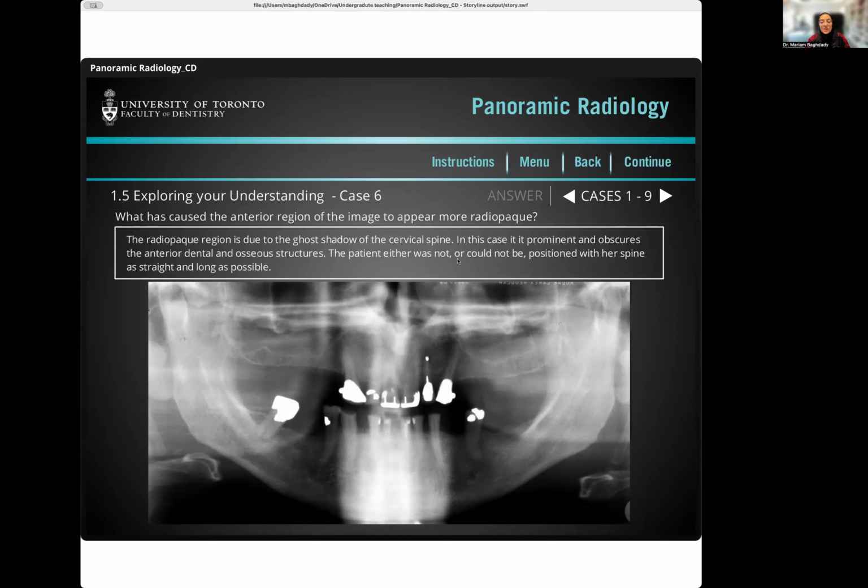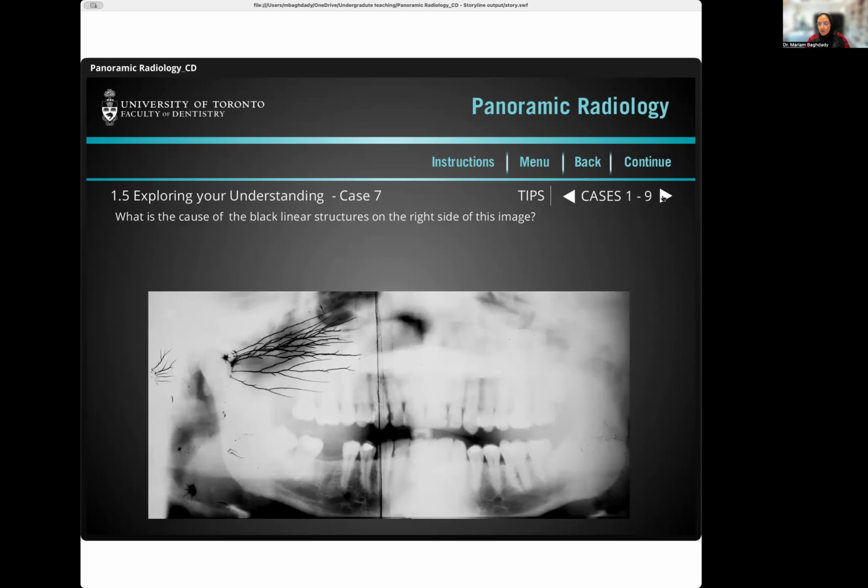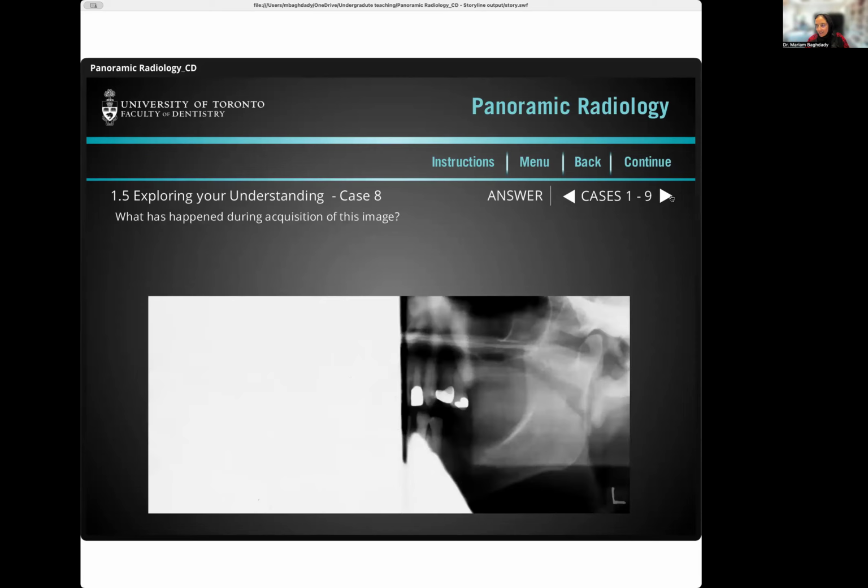The patient was either unable or could not position his spine as straight as possible. So remember, there are patients that won't be able to do it all the time. You have older patients, a patient in a wheelchair, and they can't have their spines completely straight, a neck injury, whatever it is. So this is the kind of error that you guys will see. Now, this is not important. This is static. That used to happen with film. You guys won't be seeing that, I promise you.